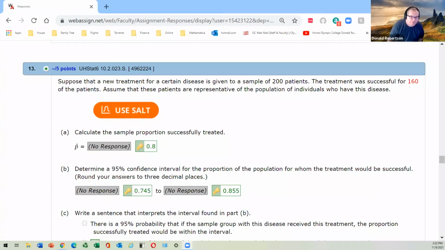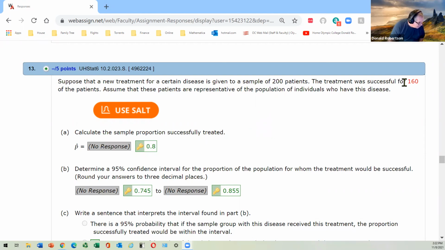Right, I'm scanning through this one, and this is the one that has only a couple of SALT questions. They start at 13, so let's look at that one then. Let's see what we have. So you're looking at question 13 from that section. Suppose that a new treatment for a certain disease is given to a sample of 200 patients. The treatment was successful for 160. Okay, so I'm writing this down. It's 160 out of 200 patients. Calculate the sample proportion.